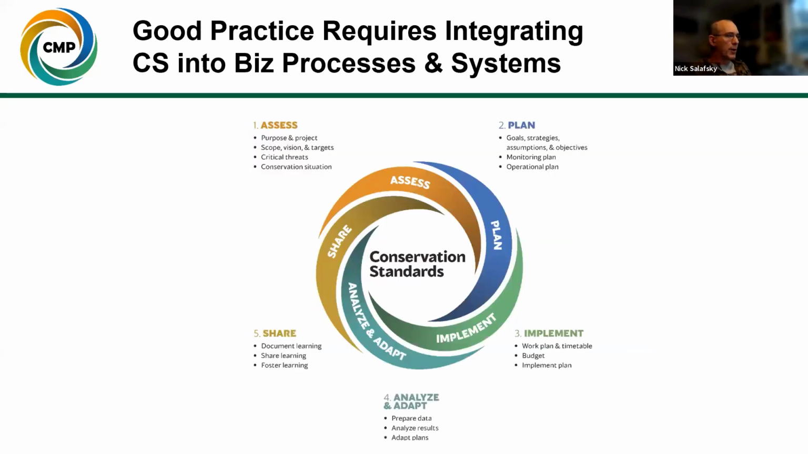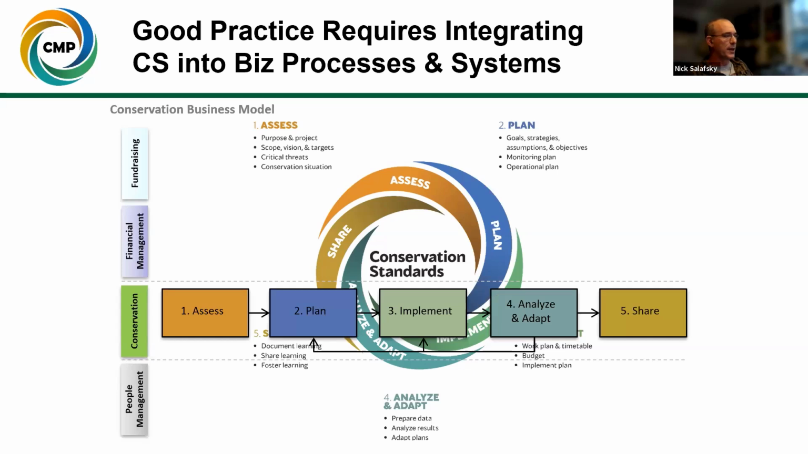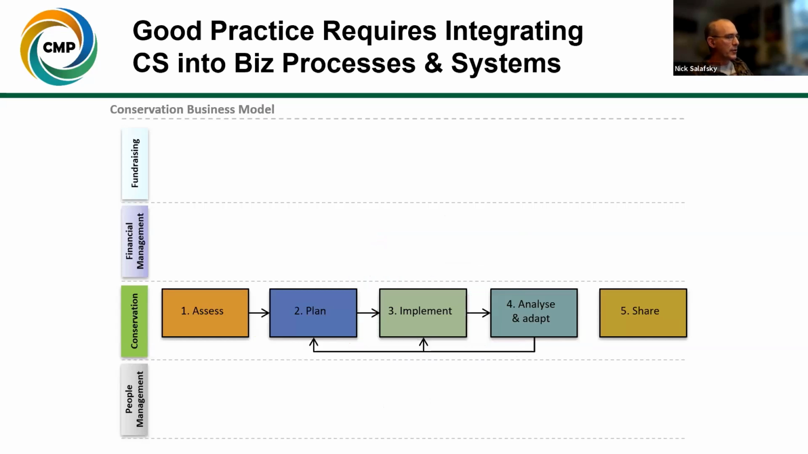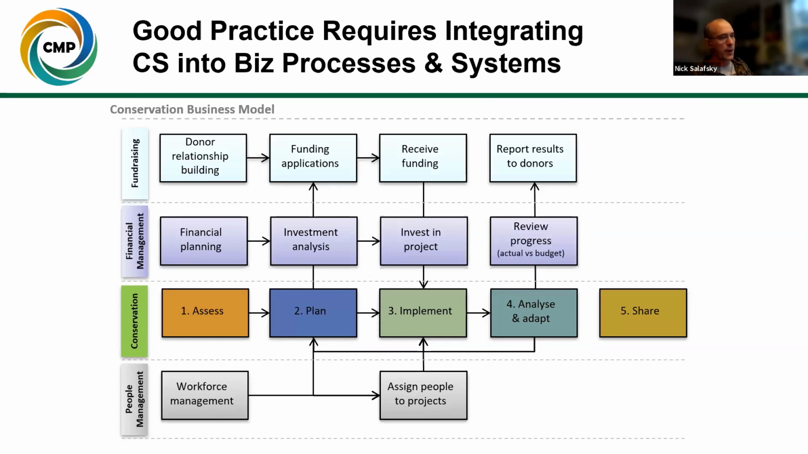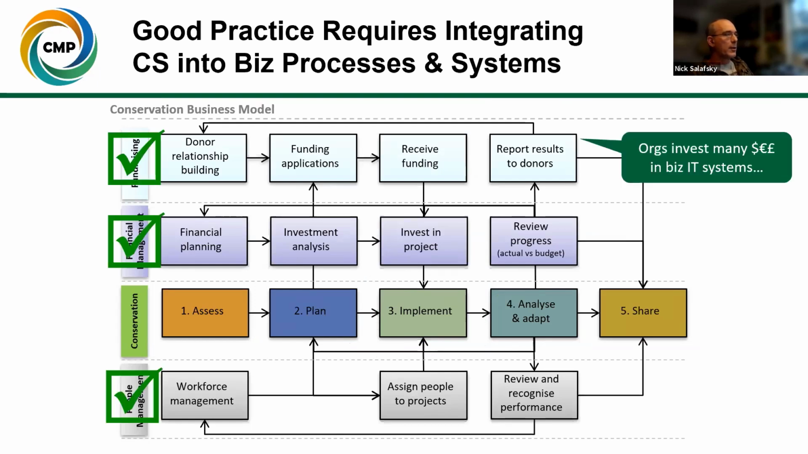As you all probably know, good practice going through these standards involves integrating the conservation standards into business processes and systems. And so this is a couple slides from Annette Stewart, who developed the idea originally. But basically, if you think about those conservation standards we're all familiar with, they're really a business process that people are going through. And so you're assessing, planning, implementing, et cetera. And your organization or your program or whatever you're working in is probably going through a bunch of other parallel business processes: fundraising, financial management, people management, all those different things that you need to do to get your work done. One of the things that we found over the years is that organizations invest a lot of resources, time, and treasure in business IT systems.